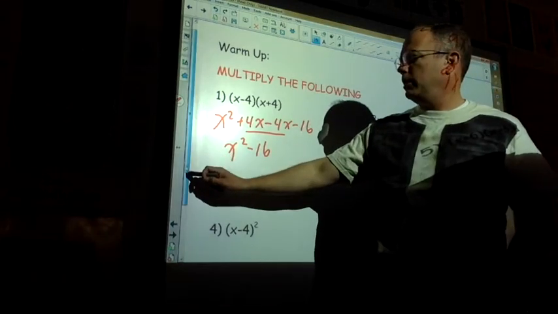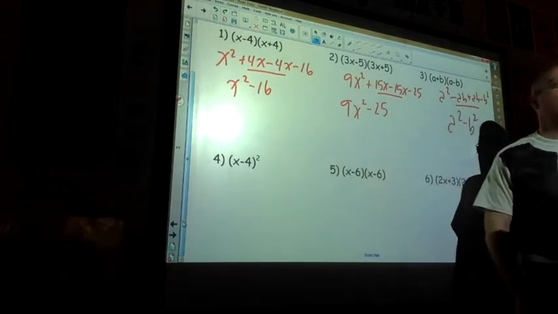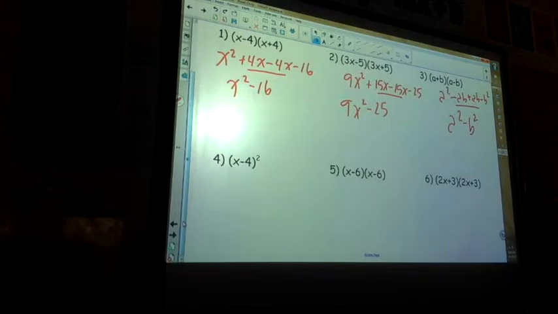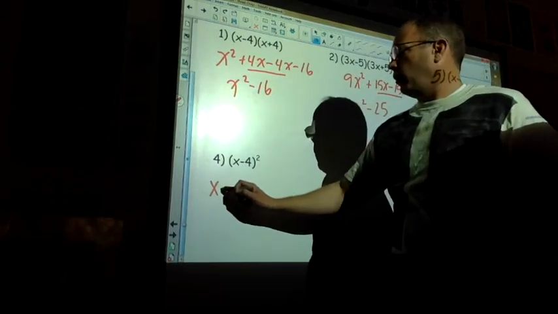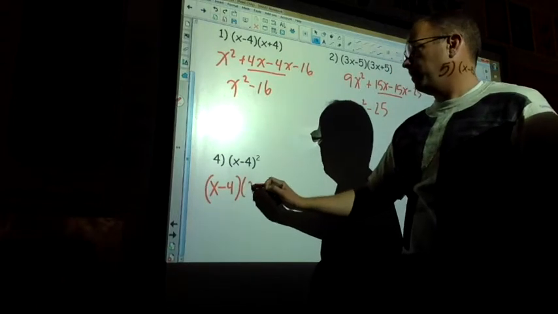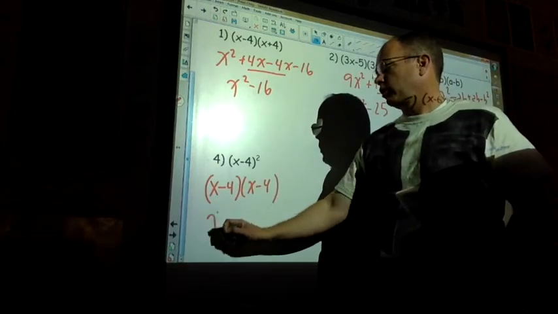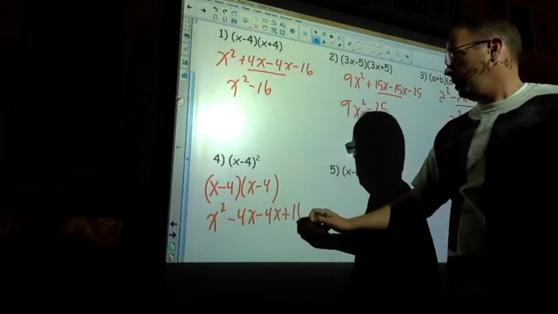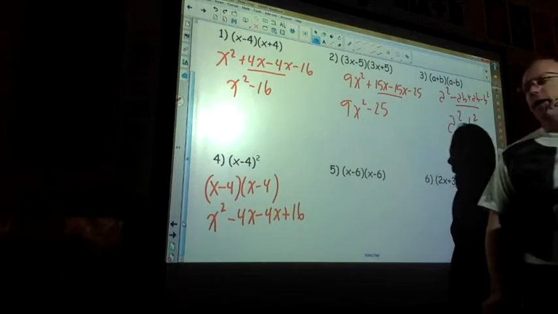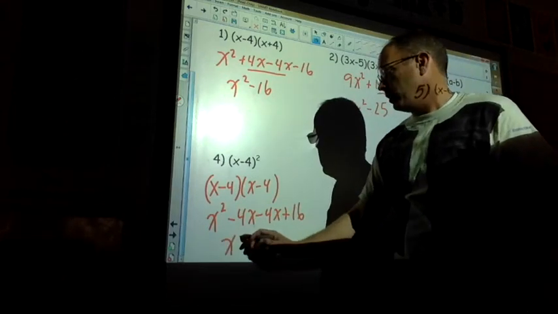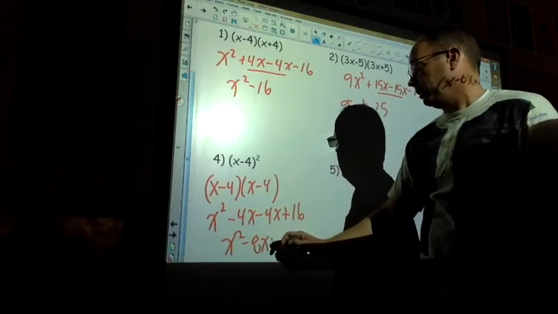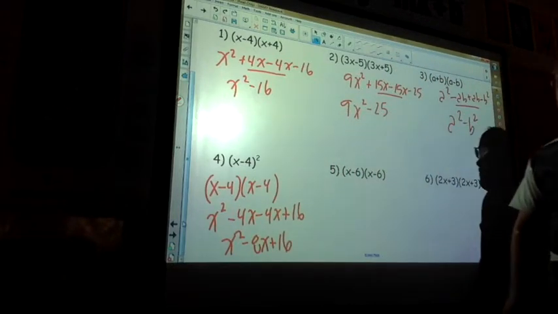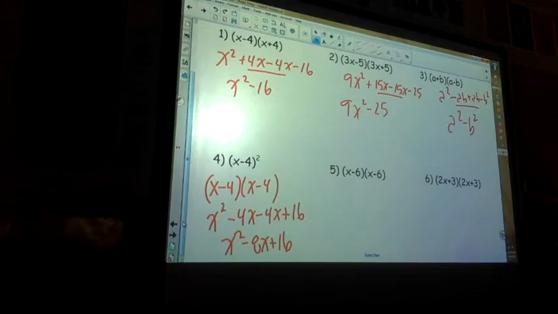But then, as we roll down here, how many x minus 4s am I multiplying together? 2. So I have x minus 4 and x minus 4. If I multiply those out, I get x squared minus 4x minus 4x plus 16. Do my middle terms cancel out? No. So then I get x squared minus 8x plus 16. So if there's anything like this, would it just be x squared minus that number plus or minus that number? Could be. Could be.